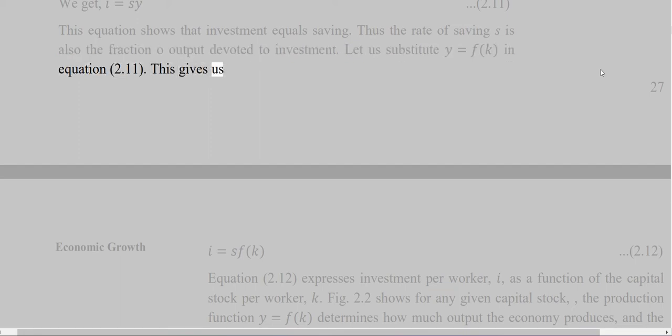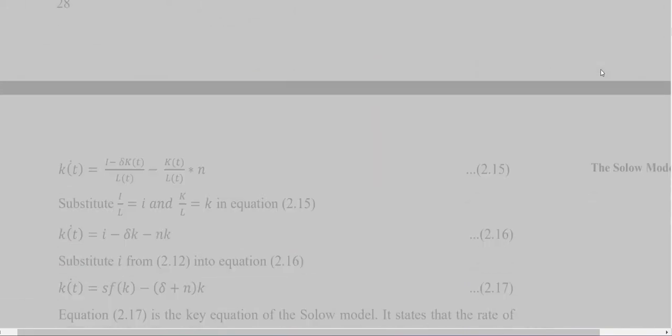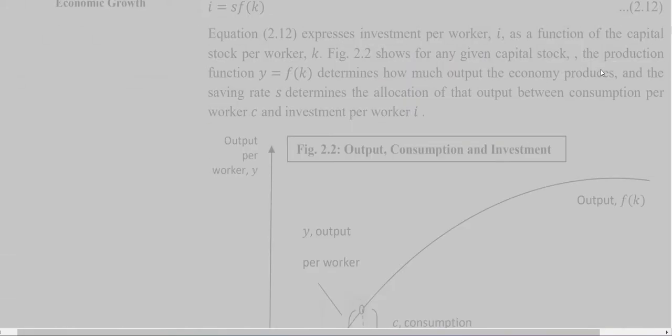This gives us i = sy = sf(k), equation 2.12. Equation 2.12 expresses investment per worker as a function of the capital stock per worker. Figure 2.2 shows that for any given capital stock, the production function determines how much output the economy produces, and the saving rate determines the allocation of that output between consumption per worker and investment per worker.